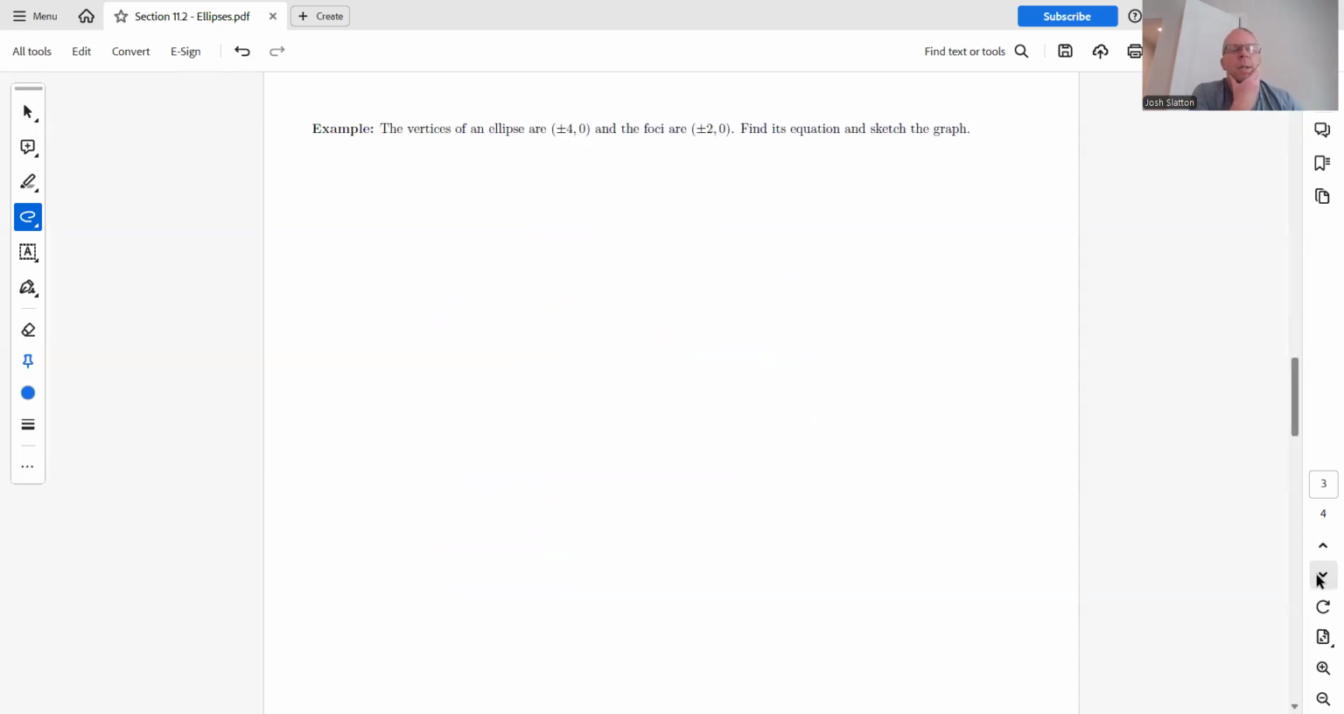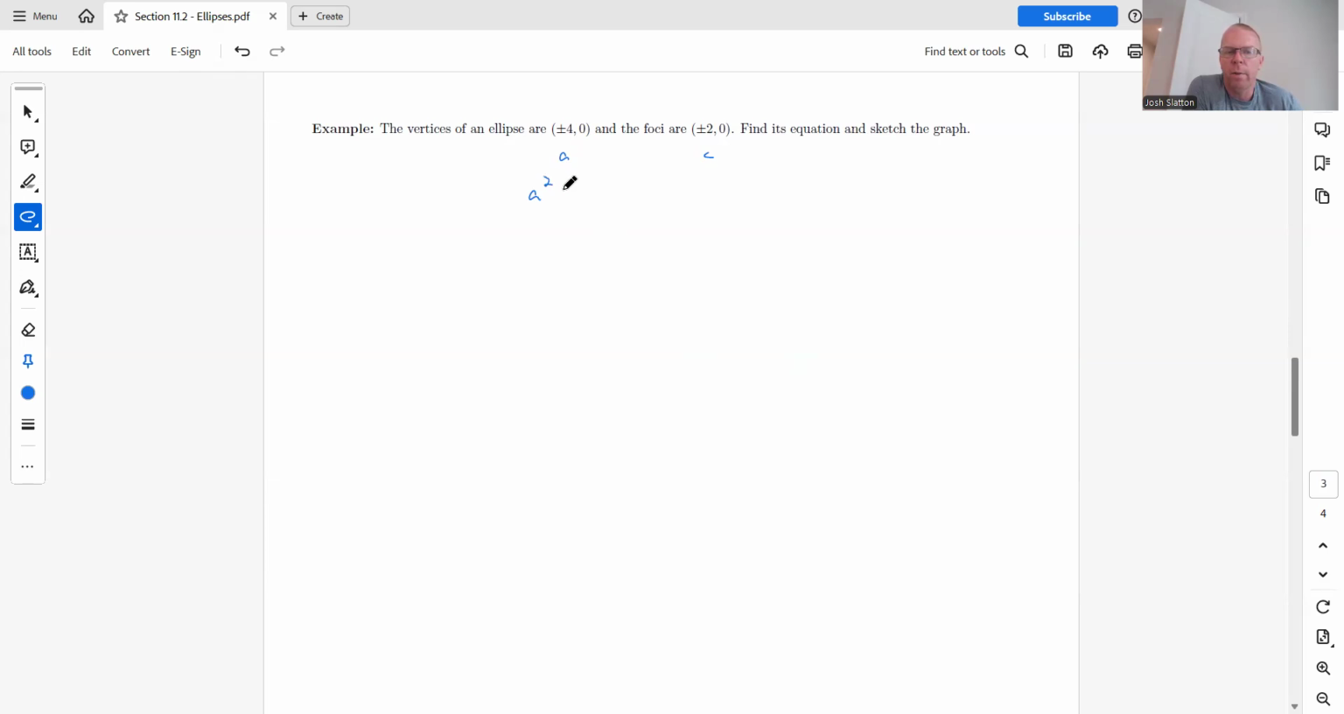All right. Next example, the vertices are plus or minus 4, 0. That tells us that we are elongated horizontally in this case. And then the focal points are plus or minus 2, 0. So we know that this would be a, this would be c.